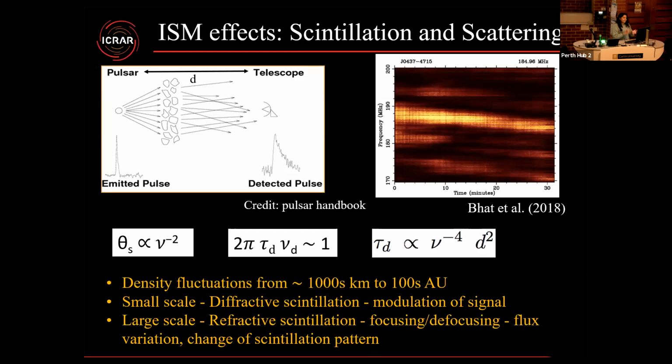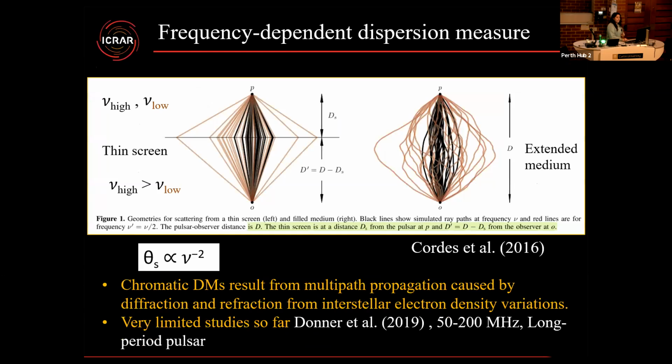Coming to the ISM effects, the interference of the scattered wavefront can produce intensity modulations in frequency and time, or it can also give rise to a scatter-broadened pulse, depending on the delays. The width of the scattered pulse varies as frequency to the power of -4, whereas the scattering angle varies as frequency to the power of -2. The combination of this along with dispersion gives rise to the frequency dependent dispersion measure.